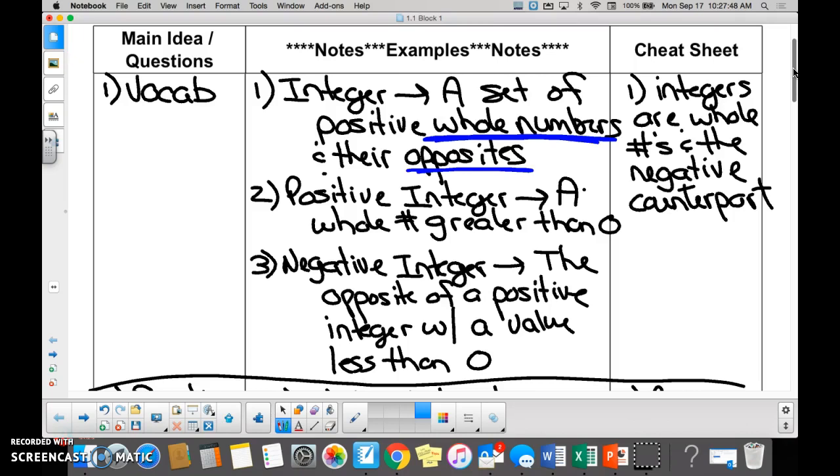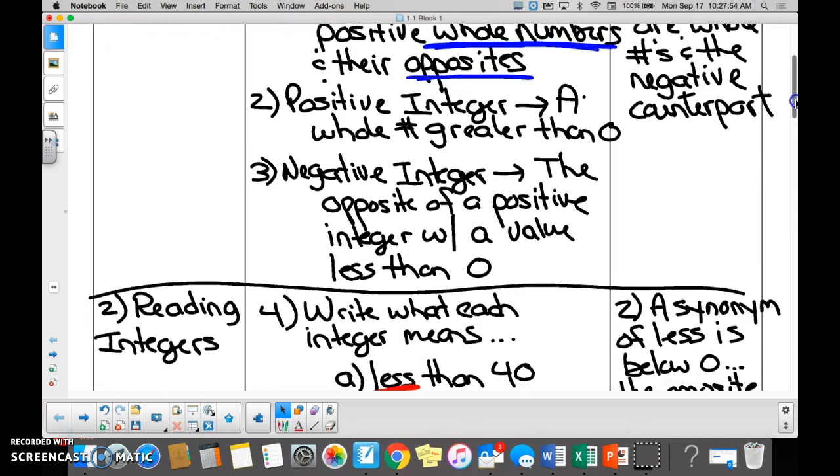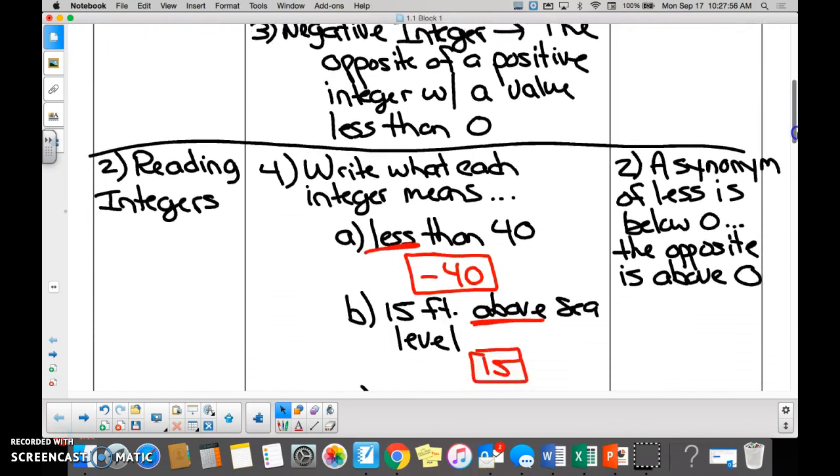Okay, so is 1 7/10 an integer? No, because is 1 7/10 a whole number? No. Okay, then positive integer and negative integer, I think it's pretty self-explanatory. I'm going to skip by that.